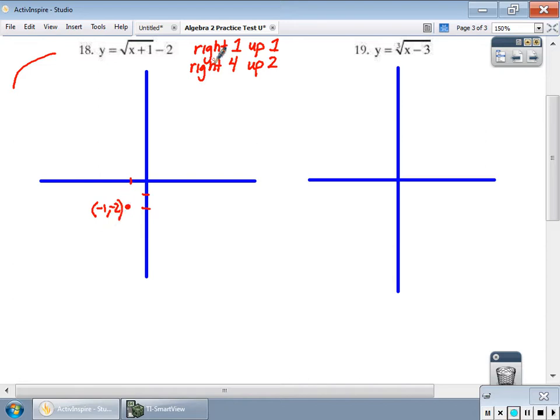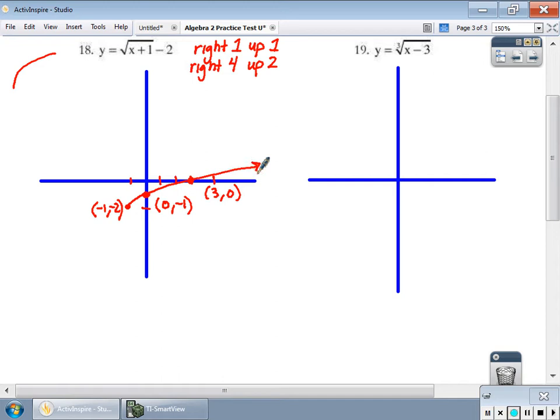Now, as I said, from the anchor point, you then go right 1, up 1. And you know what? I'm going to label that point too. I know that there I am at 0, -1. And then also from the anchor point, you would then go right 4. So let me make some more marks here. So right 1, 2, 3, 4, and then up 2, 1, 2, and put another point. That is at the point 3, 0, and we're ready to make our graph, just like so.